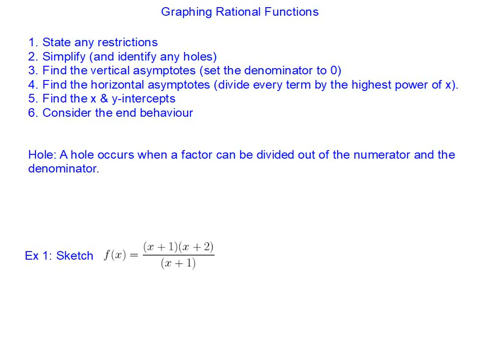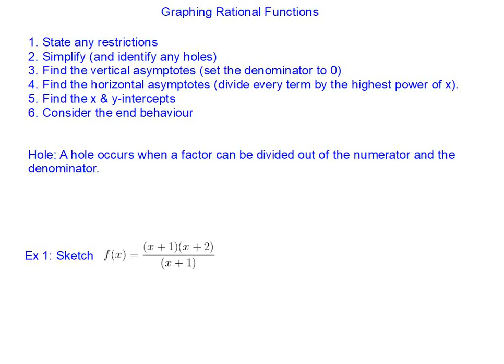We'll find the vertical asymptotes. And just a reminder, the way that we find vertical asymptotes is by setting the denominator equal to 0. Then we'll find the horizontal asymptotes. And the way we do that is to divide every term by the highest power of x in the entire equation. So that's something that's a little bit new, but we'll go through the process so you can see how that works. X and Y-intercepts will be helpful for graphing, and then looking at the end behavior.